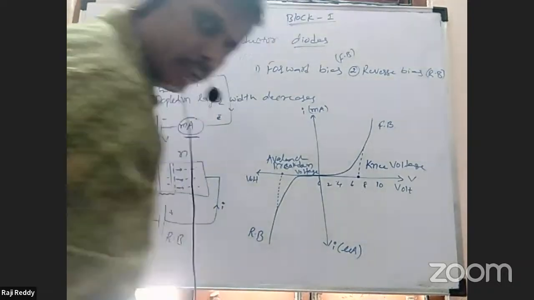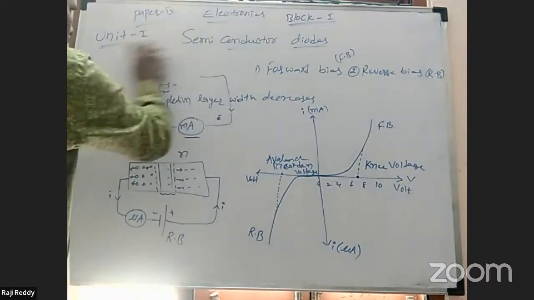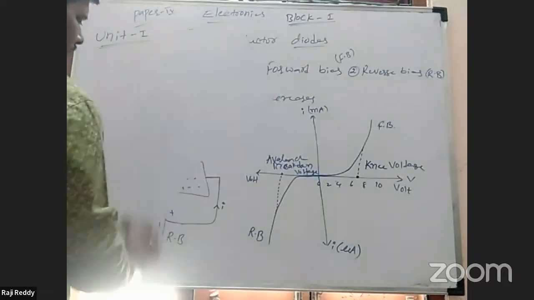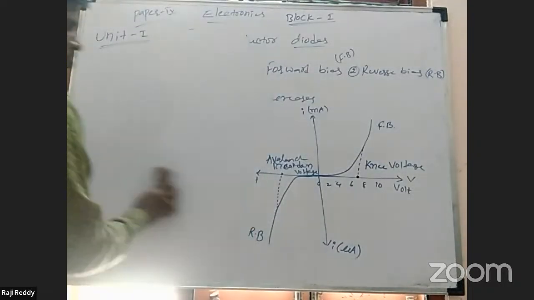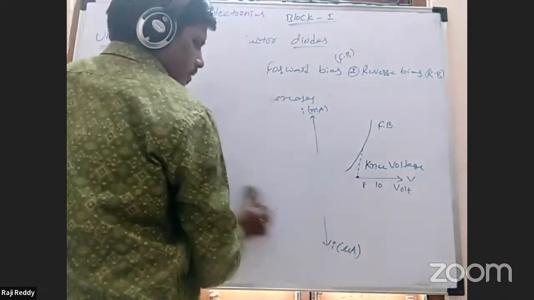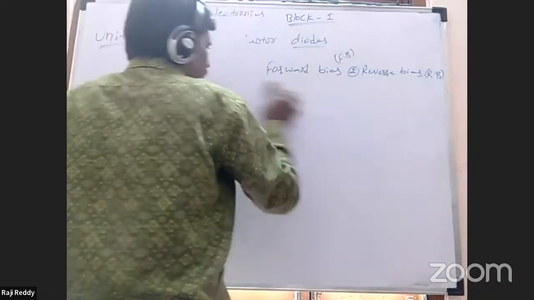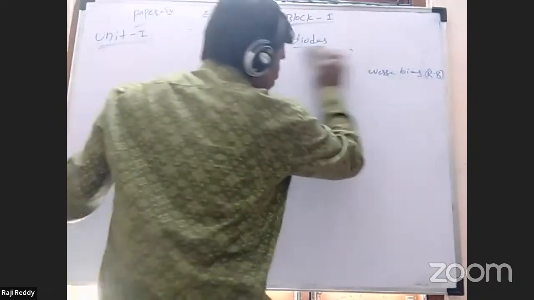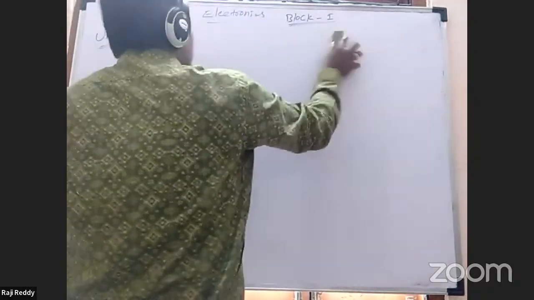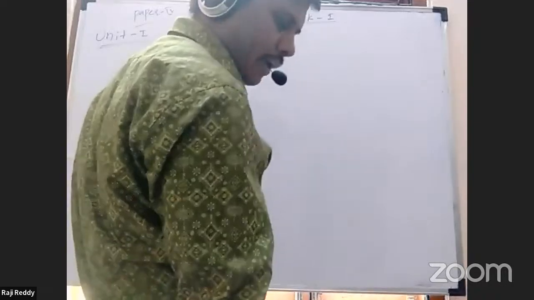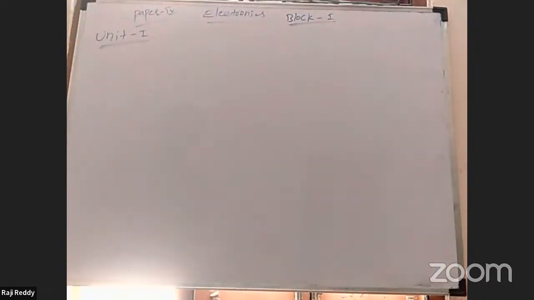Applications of PN junction diode. Number one is rectifier. Number two, Zener diode. Number three, photodiode. Number four, LED. Number five, solar cell. Number six, varicap diode or varactor diode.